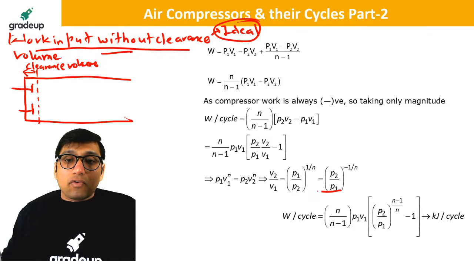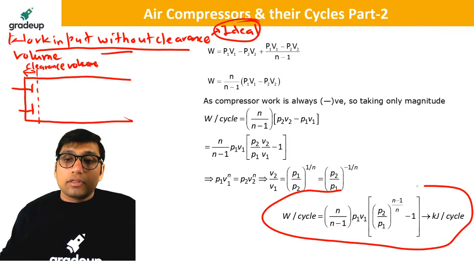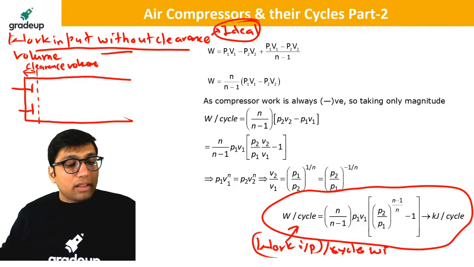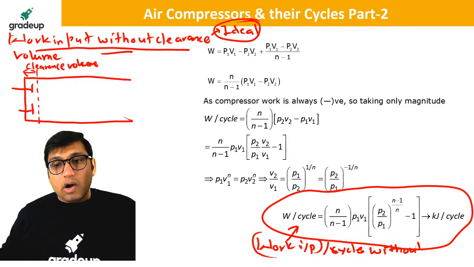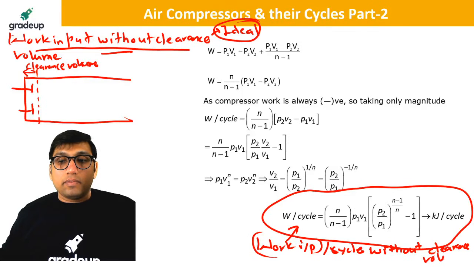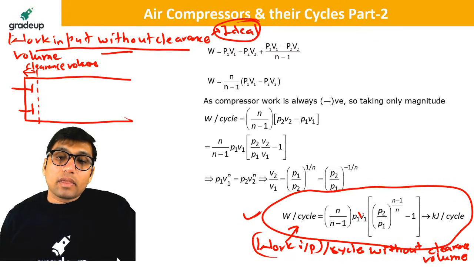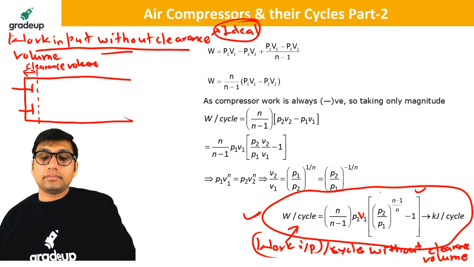The formula for work input without clearance volume will be this. This is the formula for work input per cycle in a reciprocating compressor without clearance volume. Always remember this formula. It is equal to n by n minus 1, P1 V1, [(P2 by P1) to the power (n minus 1) by n, minus 1].